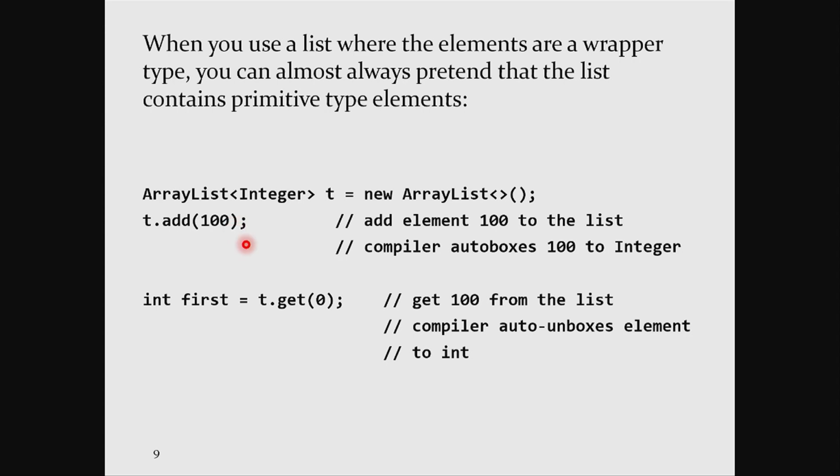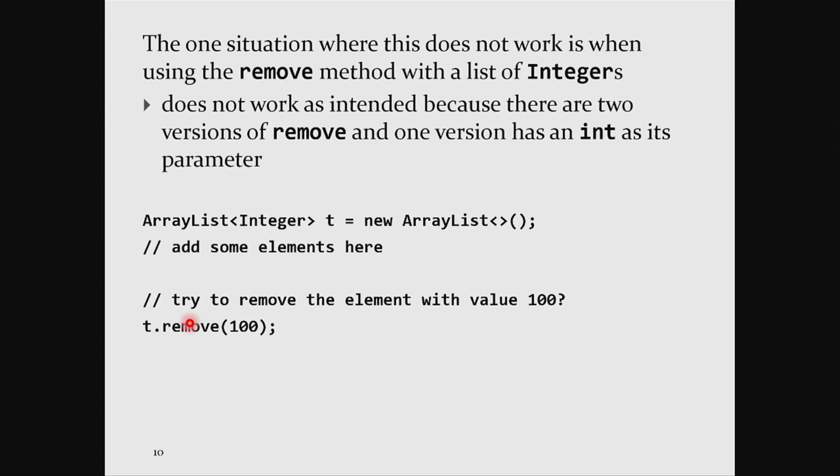Similarly, if I want to get that 100 back out of the list, when I get the element out of the list, it's going to give me back an Integer, because that's what the list holds. But I can take that Integer object and store it into a primitive type variable without any issues, because the compiler will auto unbox the Integer type into an int. So you can more or less just pretend that everything's fine. It basically looks like it's just an ArrayList of int. You don't have to worry that it's actually an ArrayList of Integer, except in one instance. There's one situation where this will surprise you.